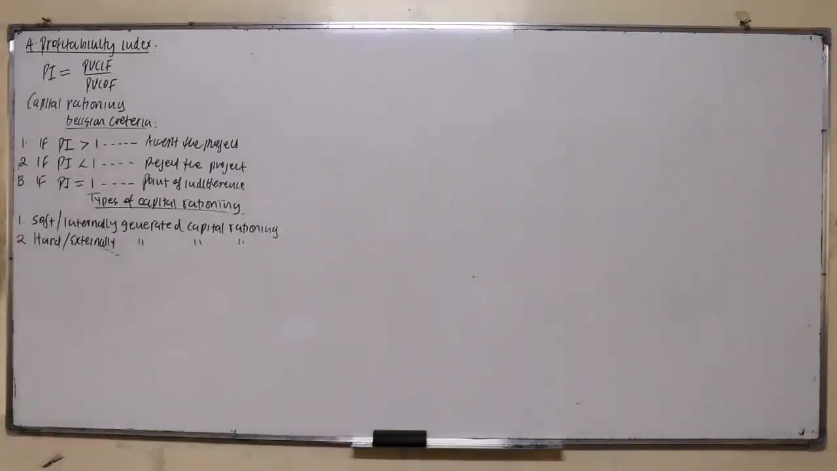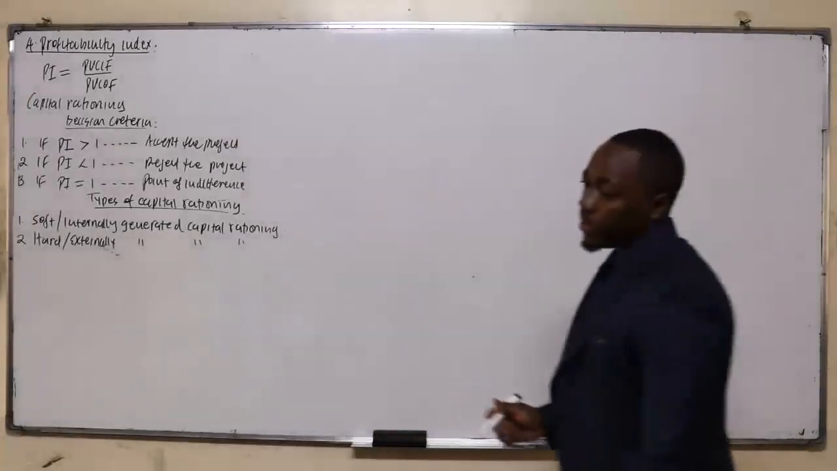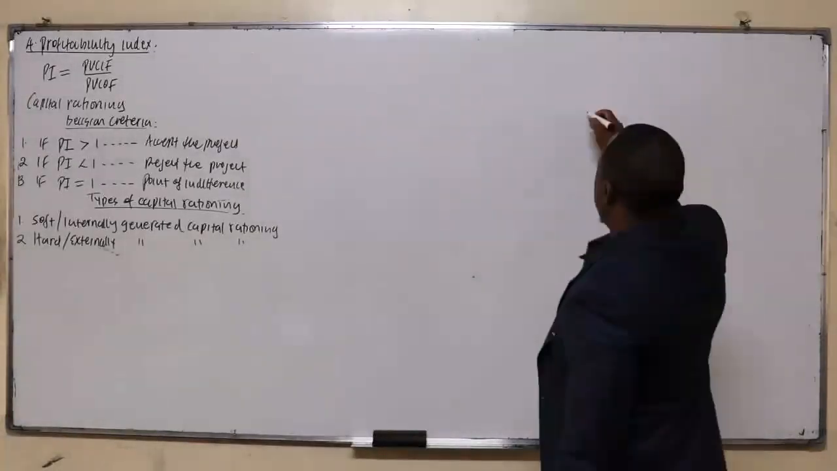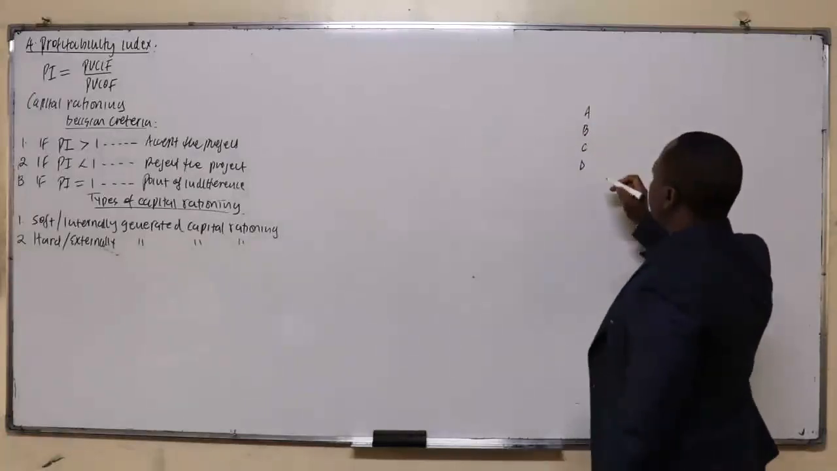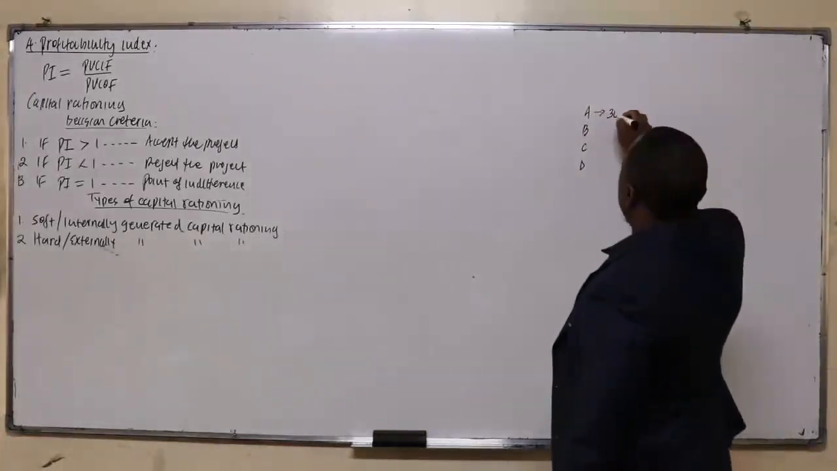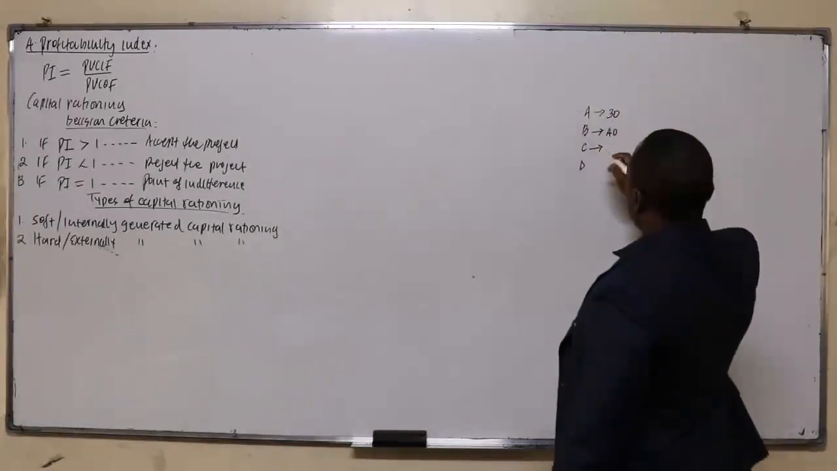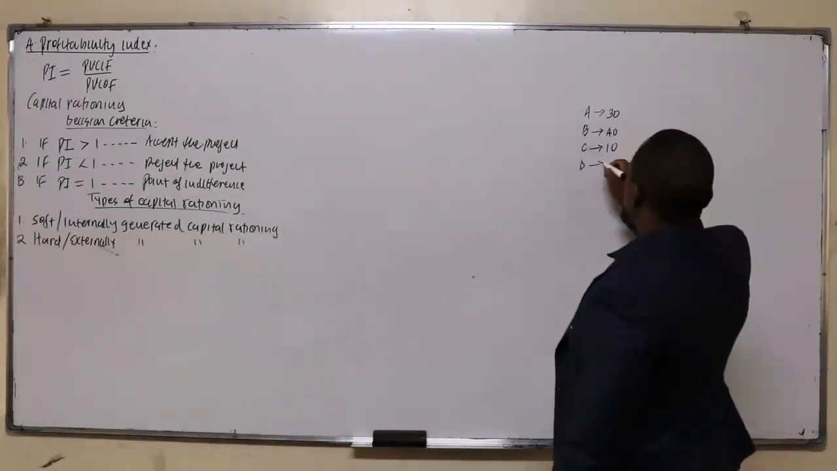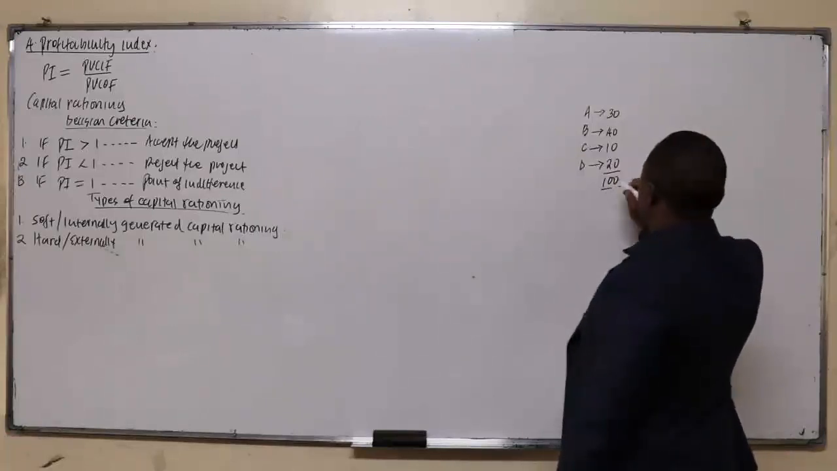Remember, I said that capital rationing is where the company is facing some capital constraints to undertake all viable projects. Now, assuming that we have four projects, project A, B, C, and D. Project A requires a capital of 30 million. Project B requires 40. Project C requires 10. And project D requires 20. So that means the total capital is 100 million.